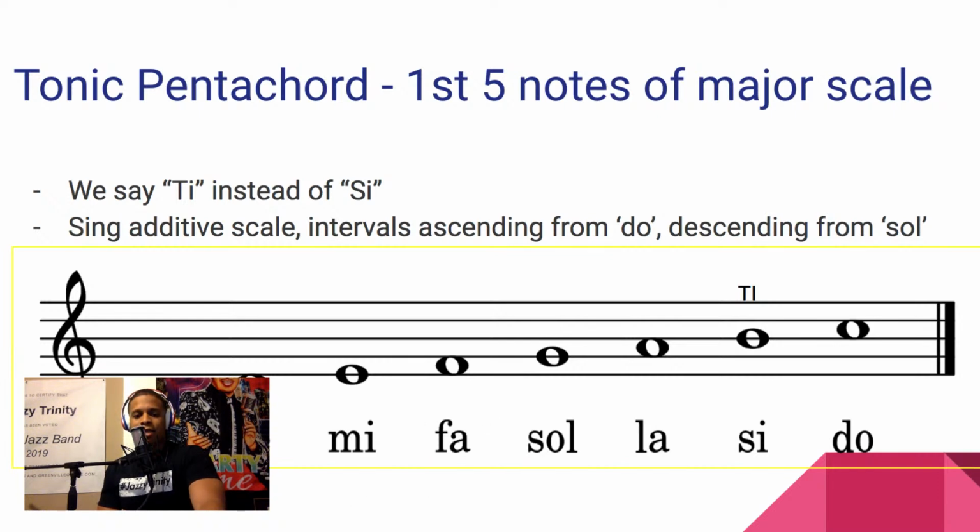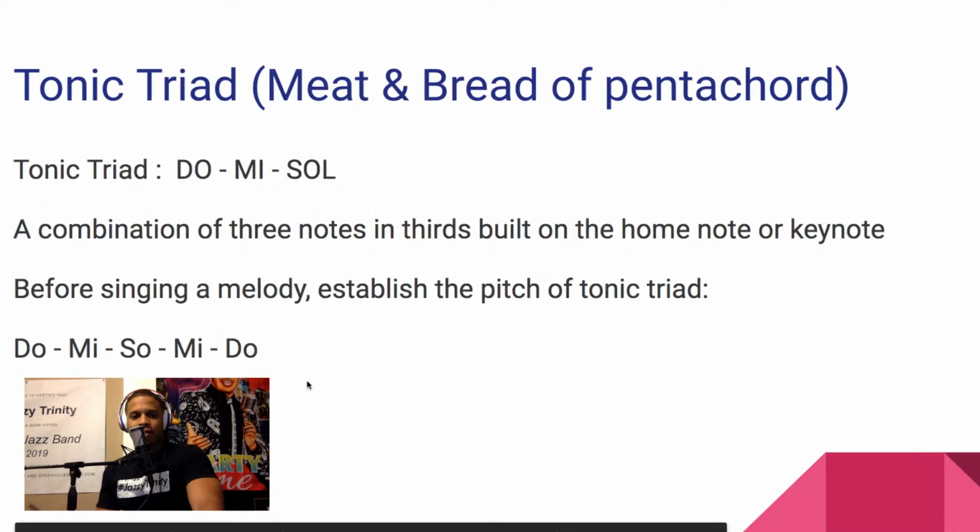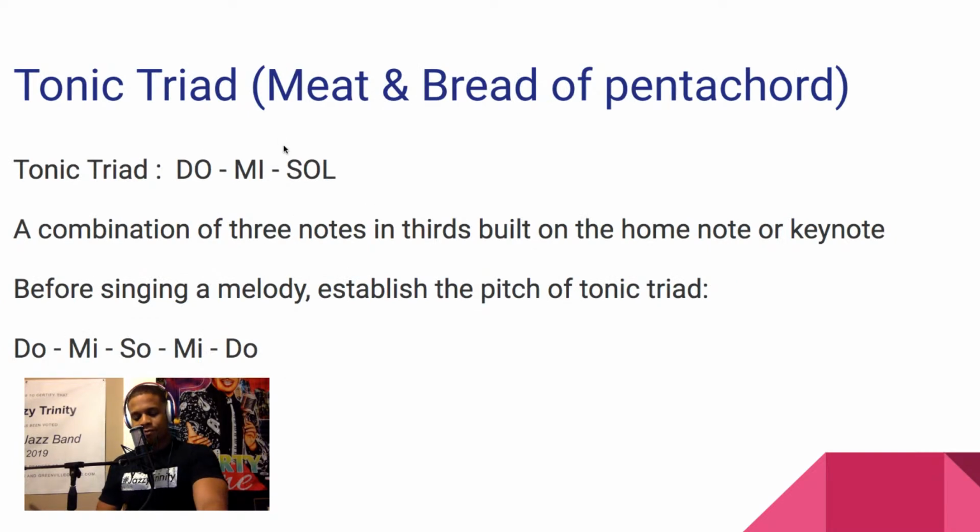I use that a lot of times when I'm teaching my kids to sight read. In order to sight read, you need to make sure that you know do, mi, so, mi, do, or what we call the tonic triad, which is the meat and bread of the chord. So get this in your mind. Do, mi, so, mi, do. You sing it. One more time. Do, mi, so, mi, do. I want you to sing it.